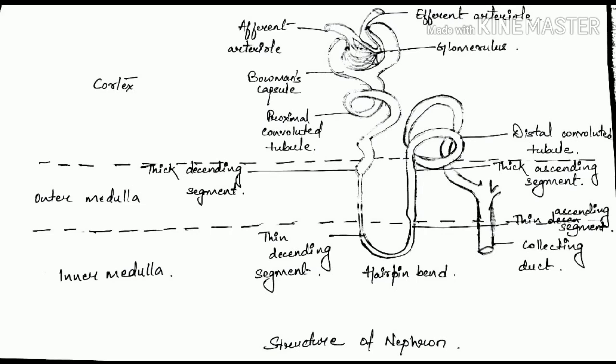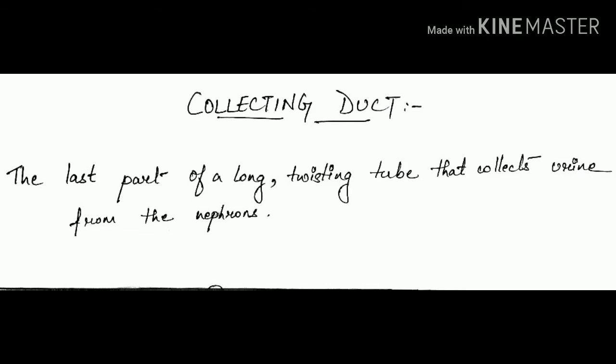Once the filtrate passes through the thick ascending limb of the loop of Henle, it enters the distal convoluted tubule, which is the duct of the renal tubule located in the cortex that reabsorbs calcium, sodium, and chloride and regulates the pH of the urine by secreting protons and absorbing bicarbonate.